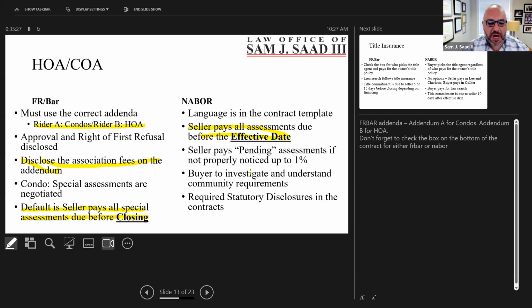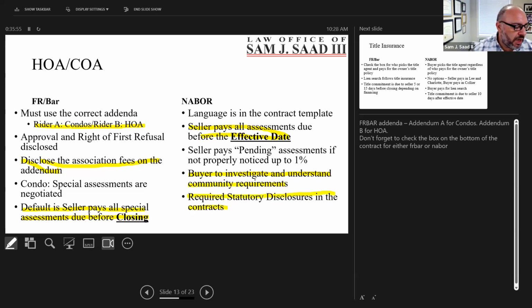And the NABOR contract has 2 disclosures about assessments that make it the buyer's responsibility to investigate and understand the community association requirements. And the other thing is the statutory disclosures that are not in the FRBAR standard forms, but are in the addenda, are right in all the NABOR contracts. So you don't need a rider or an addenda under NABOR.